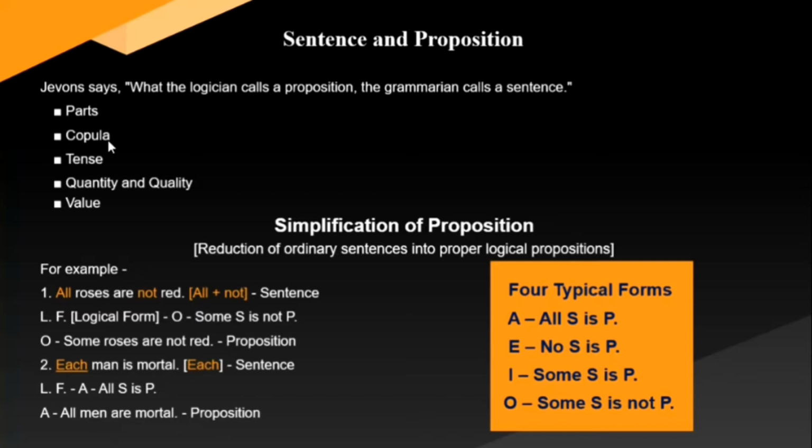However, a sentence does not necessarily require a copula. A sentence has two parts, subject and predicate. Copula is the predicate part of a sentence. So, copula has no independent existence in a sentence. Now let us try to understand the difference between a sentence and a proposition regarding tense.